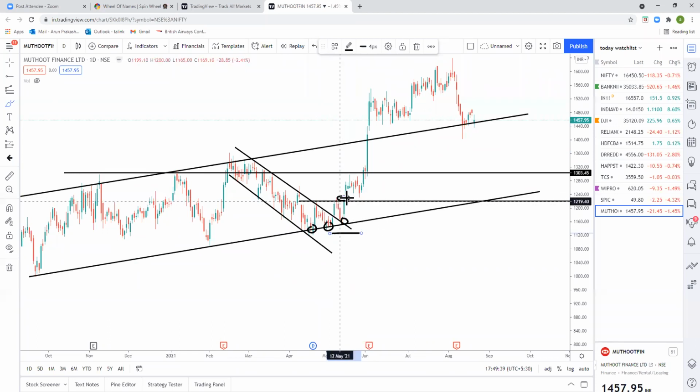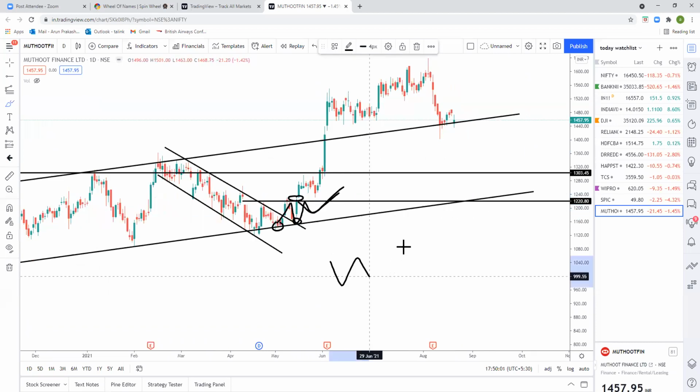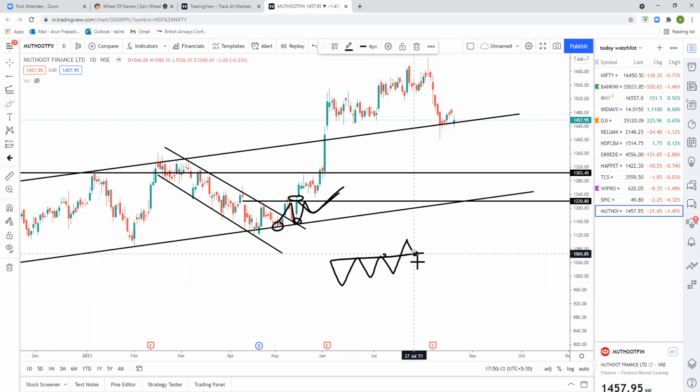Just because I have entered here, I won't keep my stop loss very tightly here, because the stock on any day can come down, make a higher low and still go up, because it is consolidating in this fashion. Now this range has been broken. It's not a condition that the stock should take a support here. It can also come down, make a higher low and then reverse. So for this reason, I won't be keeping my stop loss here.